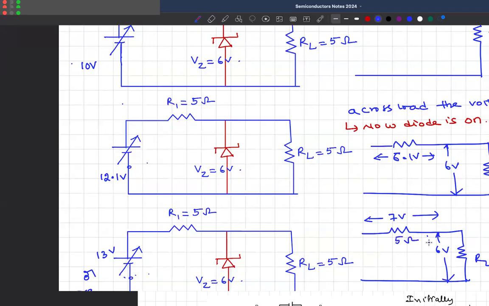Now it is 7 volts, 5 ohms. Now please tell me what is the main current. The main current is 7 by 5, 1.4 ampere. What is the current through the load? The current through the load is 6 by 5, 1.2 ampere. So what is the current through the Zener diode?